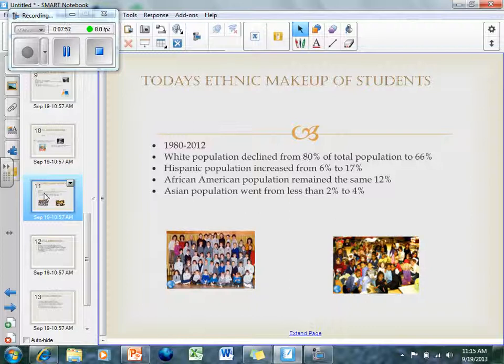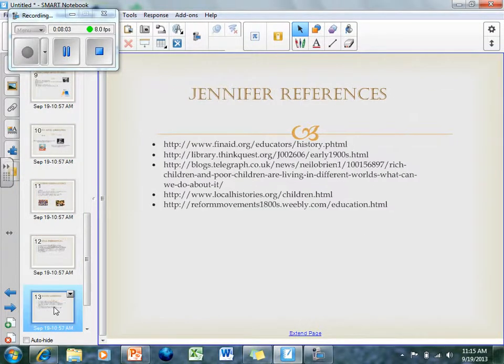The picture on the right is from 1980, where there are all white students, and the picture on the left is where you can see the more diverse, more updated picture. And that's our reference pages. That's it.